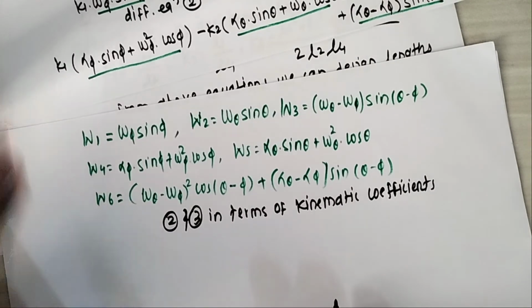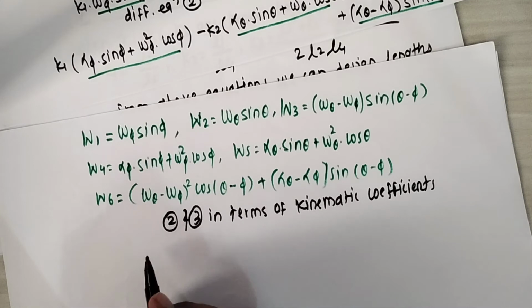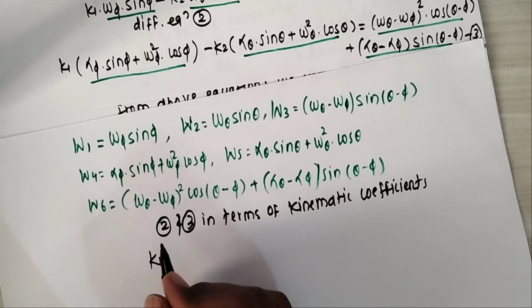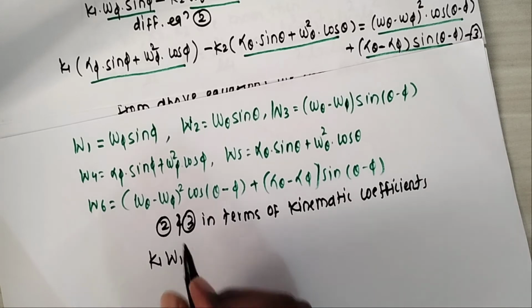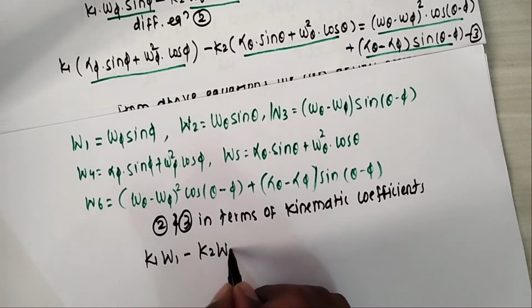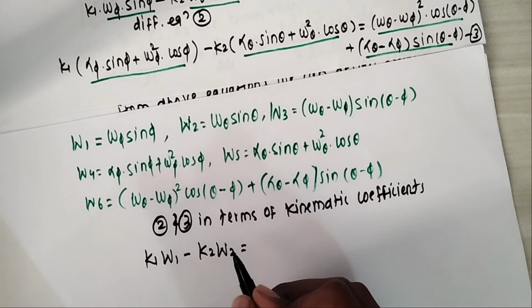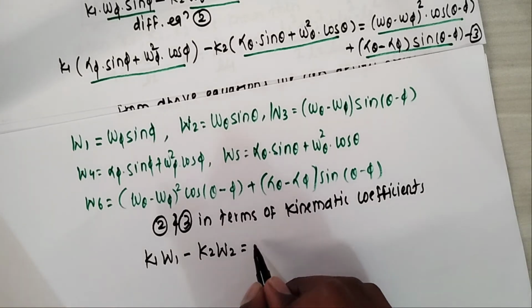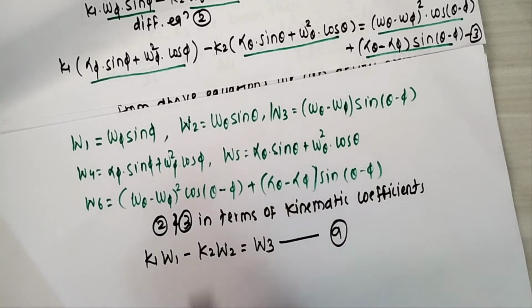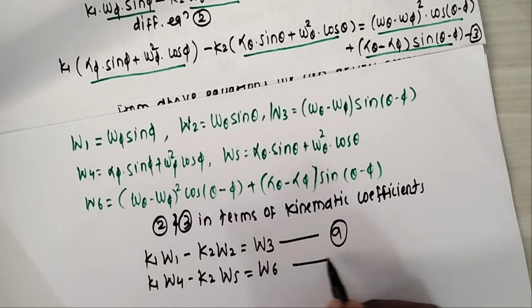So what we get here is k1 w1 minus k2 w2 is equal to w3. Let's call this equation A. The second one is k1 w4 minus k2 w5 is equal to w6. It is equation number B.